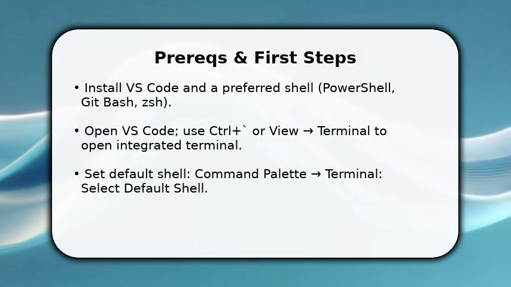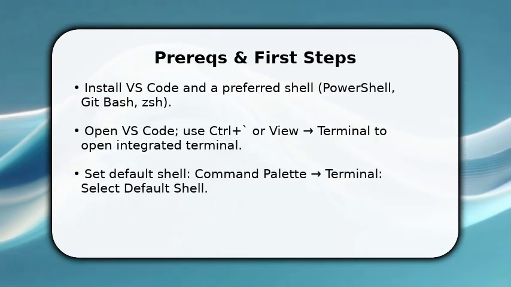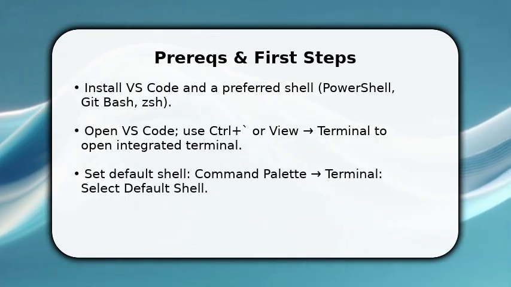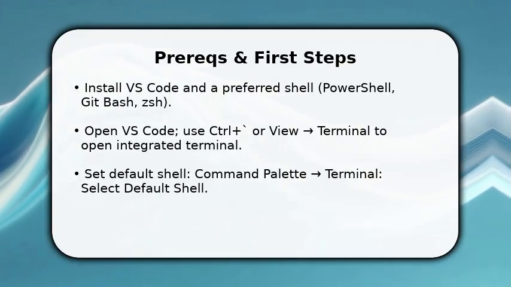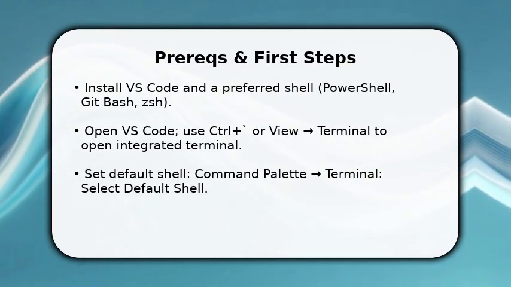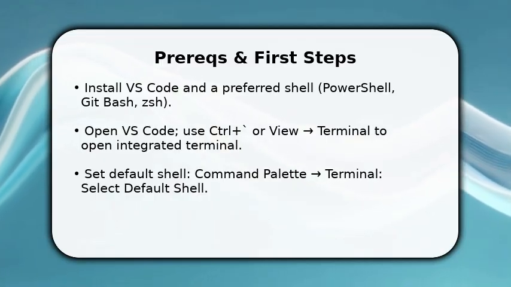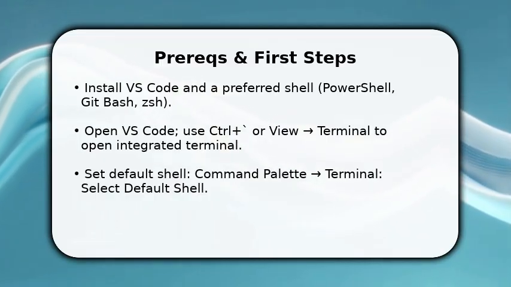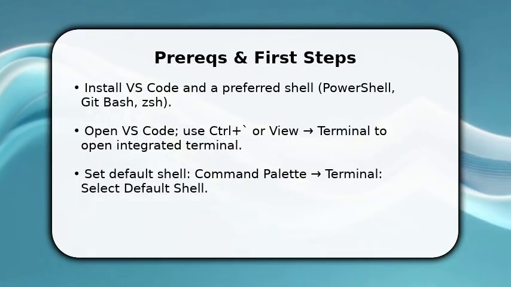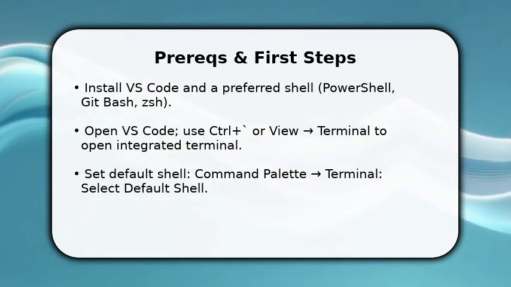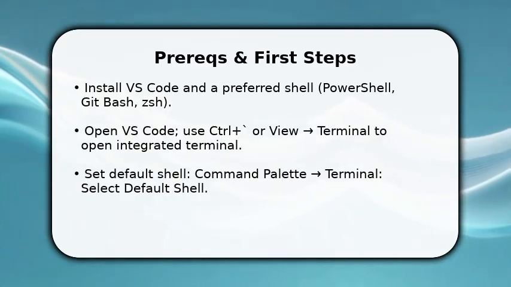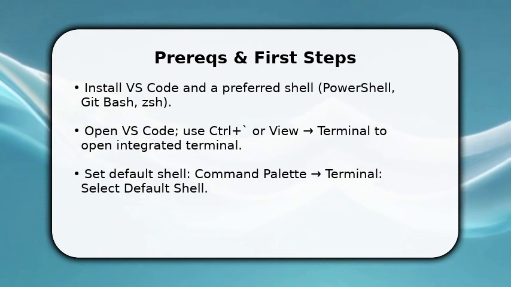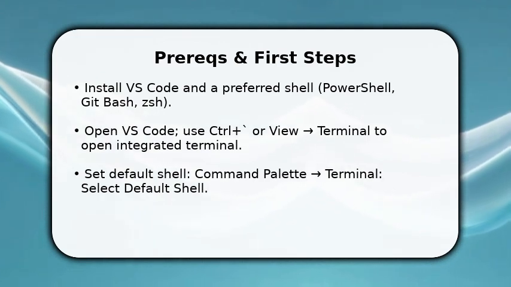You'll start by ensuring the essentials are ready: VS Code and a shell. Install PowerShell, Git Bash, or ZSH, then open VS Code and press Ctrl+` to open the terminal. Once done, invoke the command palette and choose Terminal: Select Default Shell so the integrated terminal launches with the shell you expect. This makes commands behave consistently. Make sure your shell is accessible in your system path, so VS Code can discover it without extra configuration.